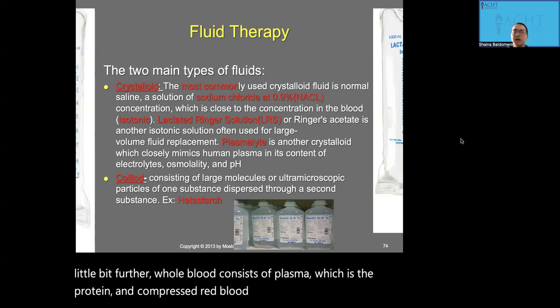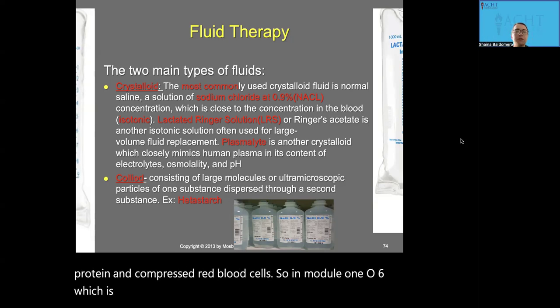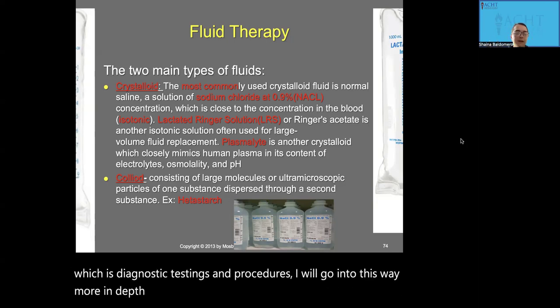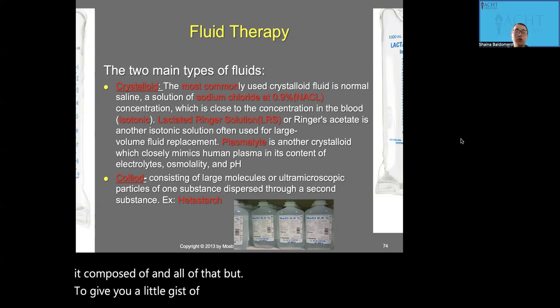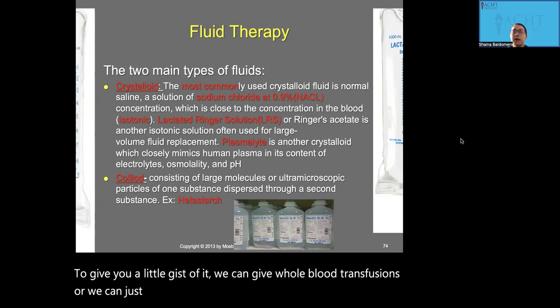red blood cells. So in Module 106, which is diagnostic testings and procedures, I will go into this way more in depth. We'll talk about blood and the separation and what it's composed of and all of that. But to give you a little gist of it, we can give whole blood transfusions, or we can just give plasma transfusions. And plasma is just the protein in the blood.